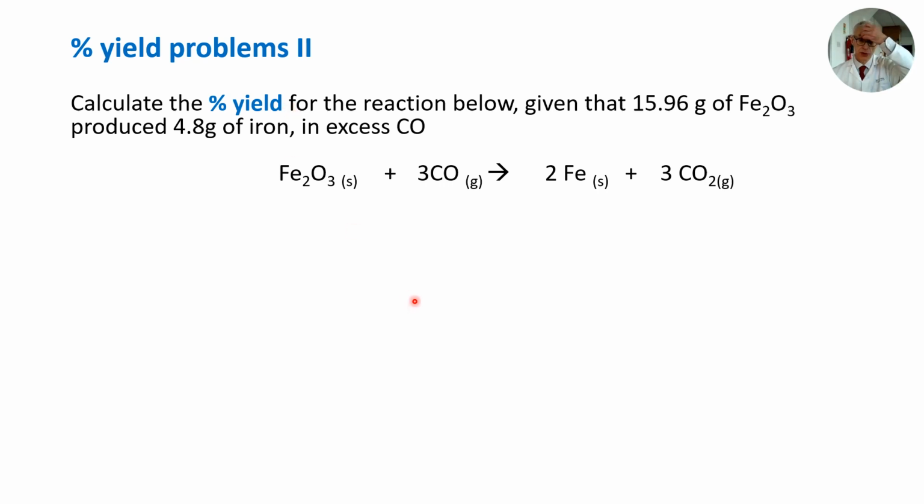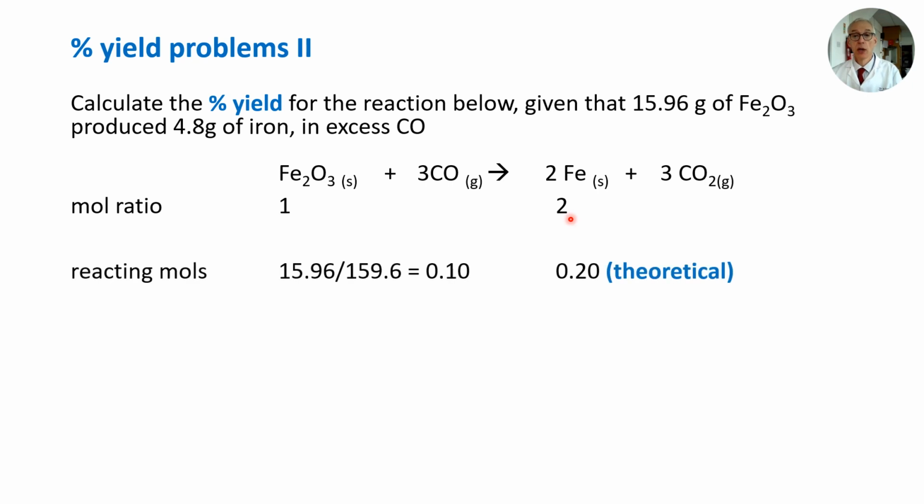Okay, so first point, of course, is that we need a mole ratio. It's 1 mole of iron oxide to 2 moles of iron. We've got 15.96 grams of iron oxide, so we need to turn that into a number of moles. So we divide by the molar mass, so that's 0.1. In theory, we will get 0.2 moles of iron. So that is the theoretical yield, a 1 to 2 ratio. 0.1 would produce 0.2 in theory.